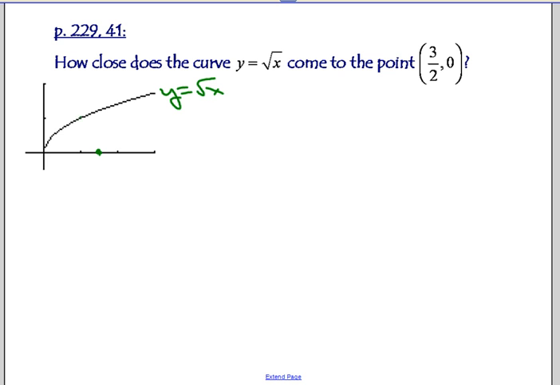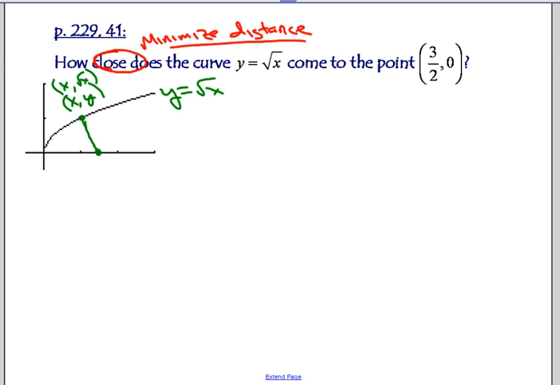So let's call a point on our curve, let's call that point (x, y). We can sketch a line segment in here joining the two points. And as we sketch this, we have our point (x, y), but we know y equals the square root of x. So it's really (x, square root of x). Okay, how close? It's kind of hidden in here what we're optimizing, but how close really means minimize the distance. You're finding the closest point possible. So we want to minimize the distance.